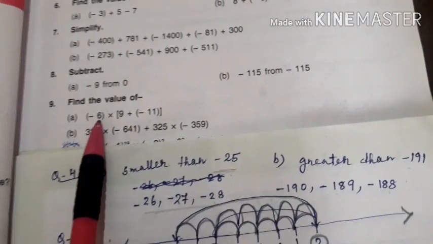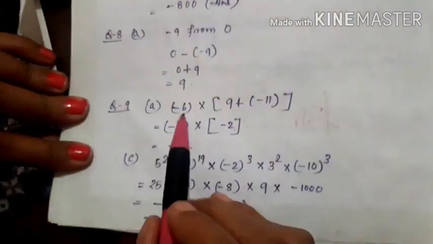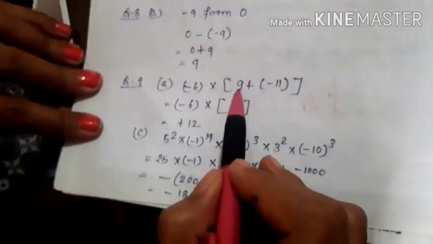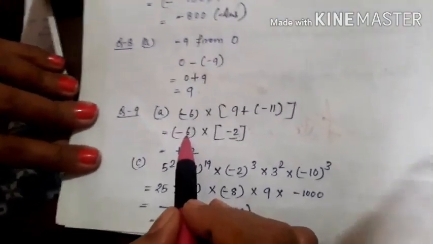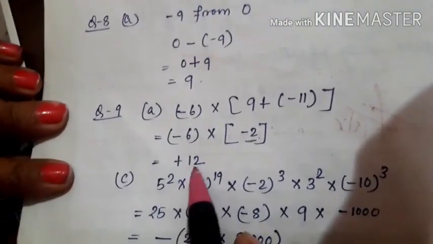Then question number 9. Find the value of -6 into 9 plus -11, which is the distributive property of multiplication. -6 into 9 plus -11 is equal to -2. -6 into -2 is equal to +12.